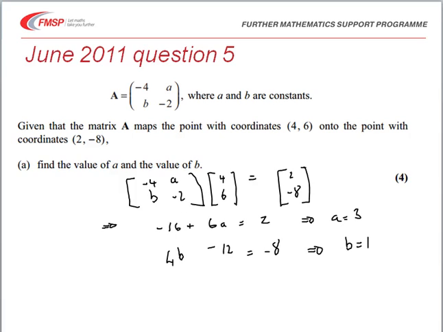The marking for this part of the question was a method mark for writing out the matrix multiplication, a method mark for getting the equations from that matrix multiplication, and then 2 A marks, one for the value of a and one for the value of b.